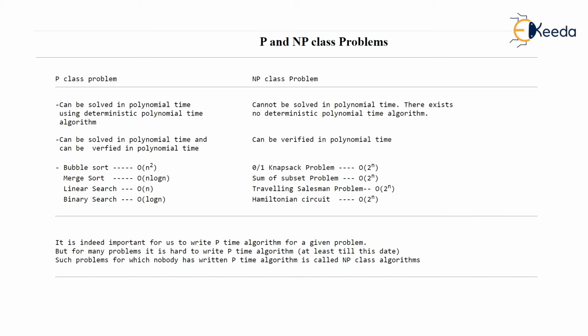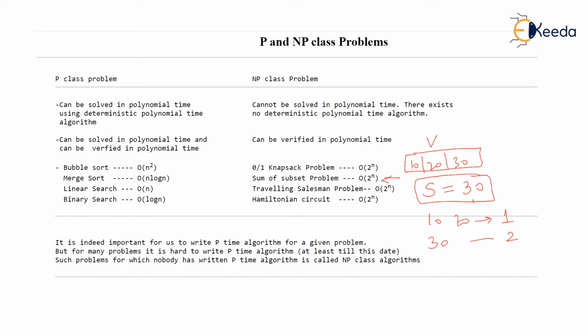Suppose the sum of subset problem is given. We are given a value array V with some values like 10, 20, 30, and we are given some quantity such as S, and we are asked which values, when added, sum to 30. So you know that 10 and 20 can be added, and only 30 can be taken. So this is the first solution and this is the second solution, so that we get the sum as 30. Now you watch that this is actually a difficult problem, and it takes order of 2 raised to n.